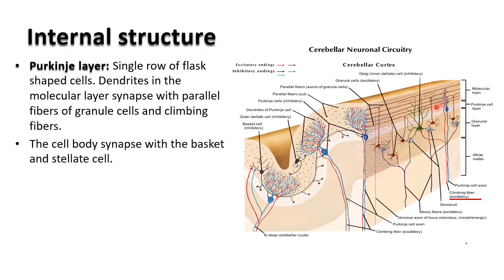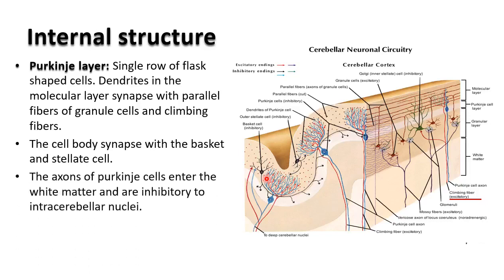Okay, then the cell bodies actually synapse with the dendrites of the basket and the stellate cells. This I have already explained to you. They are inhibitory. So they are inhibitory neurons, that is the basket and the stellate cells. Whereas the climbing fibers and your parallel fibers are mainly excitatory to the Purkinje cells.